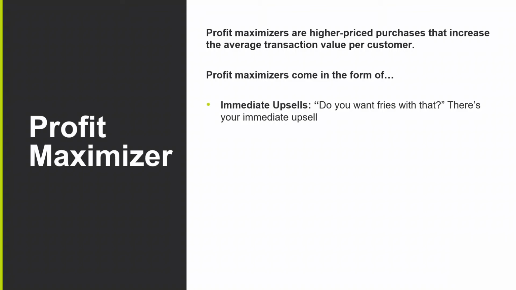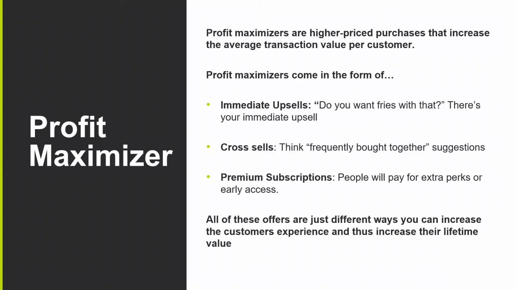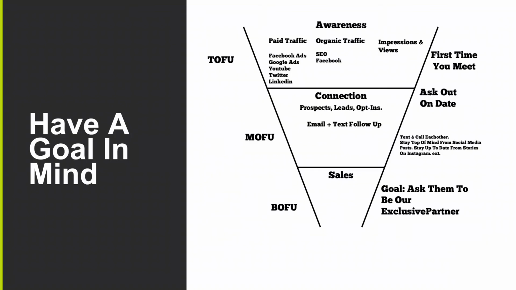So you can do upsells on your core offer even. So maybe your core offer could be yard maintenance, mowing the lawn, trimming, things like that. And then you upsell to like, hey, let's make your dream yard. Cross sells, premium subscriptions if you offer maybe some SaaS software or subscription based services. And so these are all just ways you can increase your customer experience and increase their lifetime value while also increasing your sales per customer.